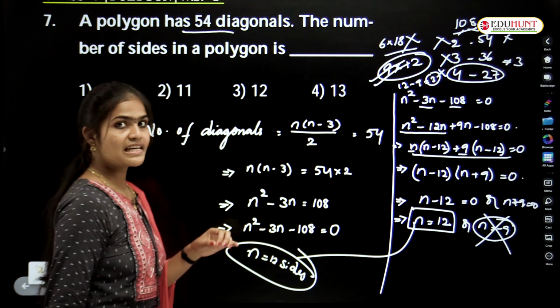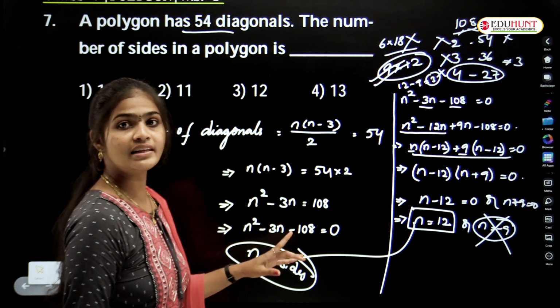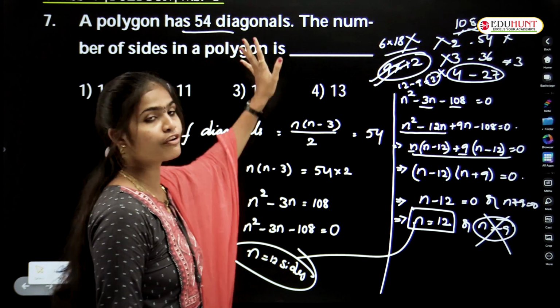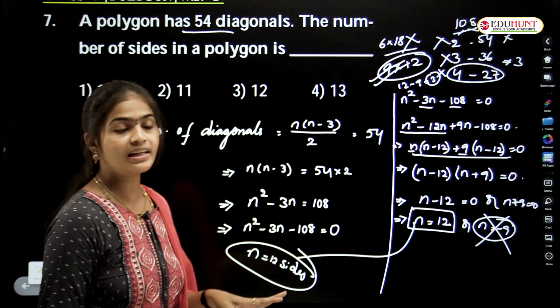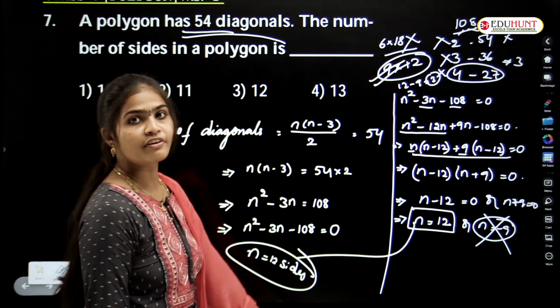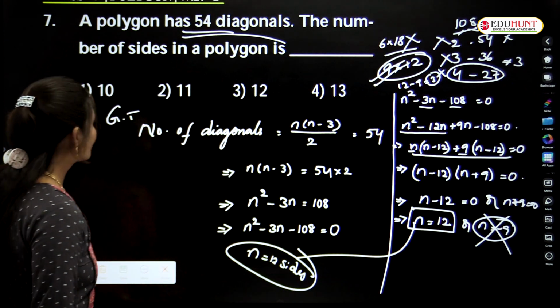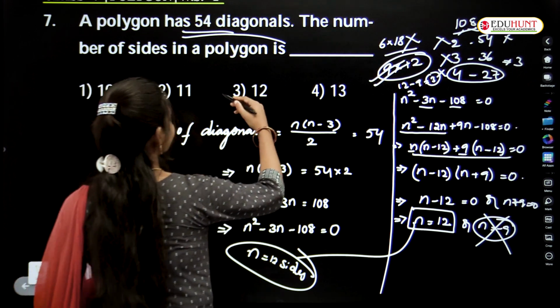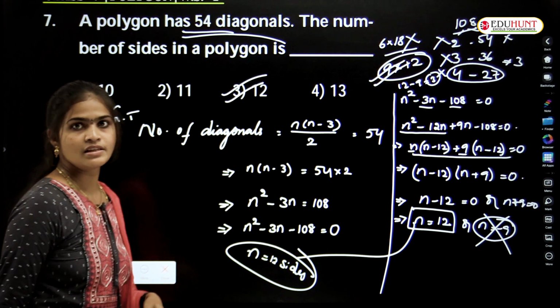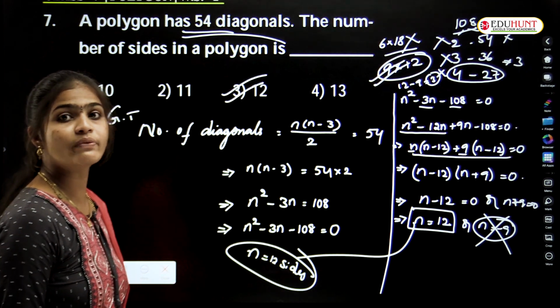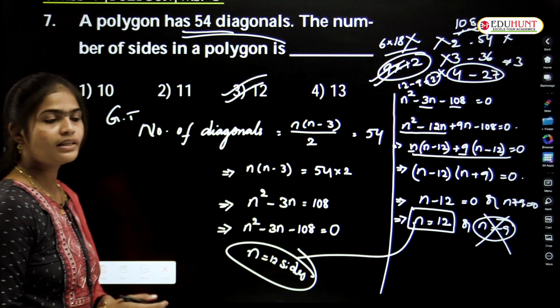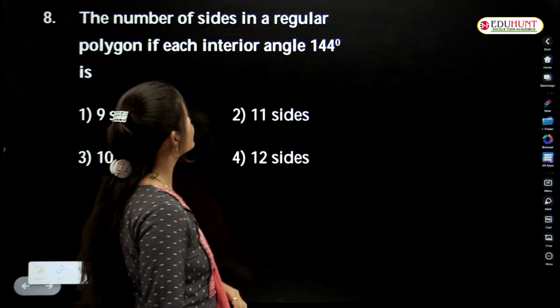If that is a 12 sided figure, then only that figure is consisting of 54 diagonals. Then only that figure is consisting of 54 diagonals. So which option is correct? Option 3 is correct. So answer is n = 12 sided figure. So let us see the next problem.